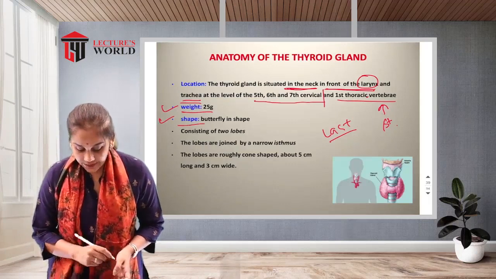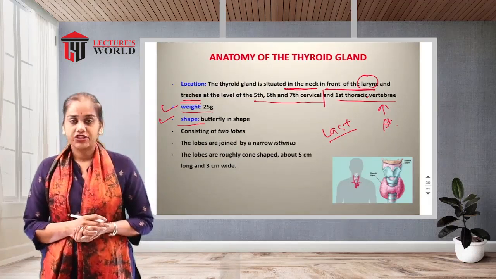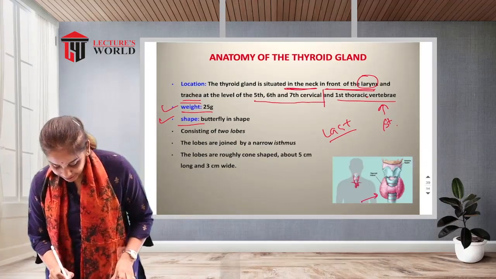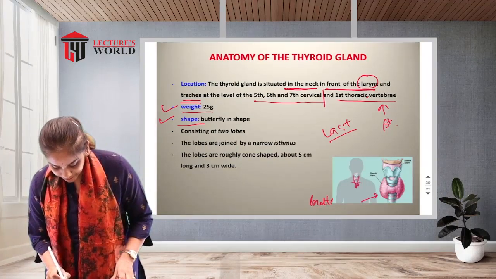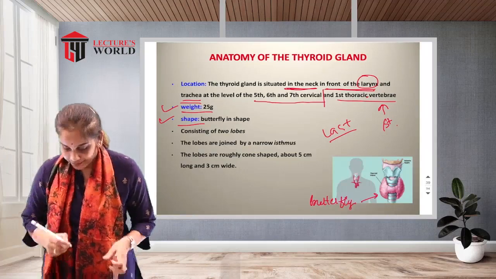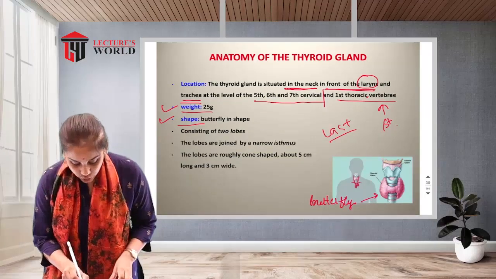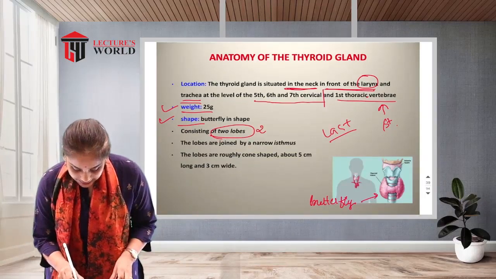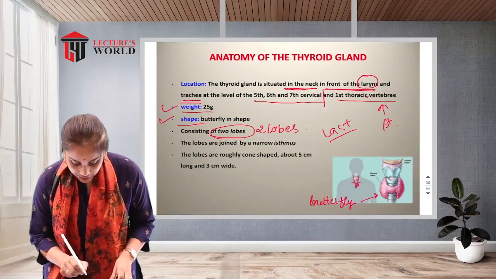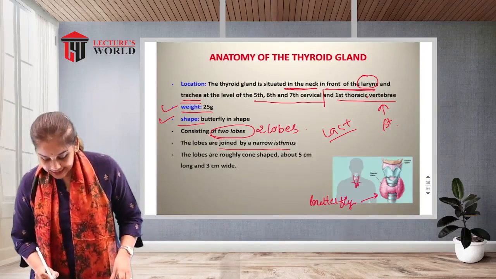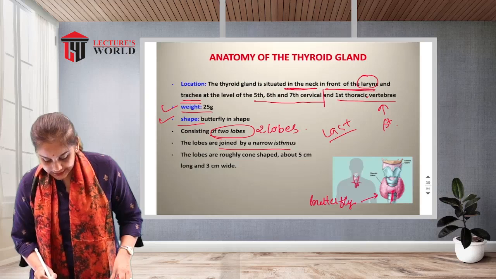What about the shape? The thyroid gland is butterfly in shape, consisting of two lobes. The lobes are joined by a narrow isthmus. So this is the isthmus.